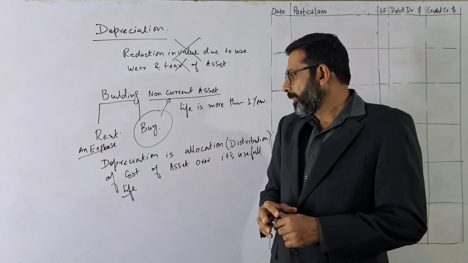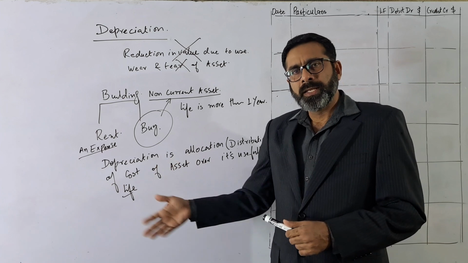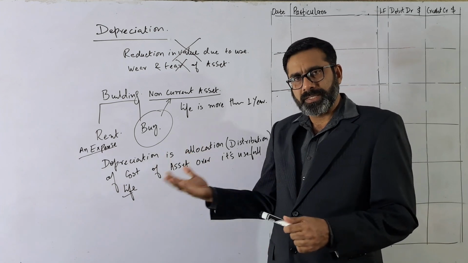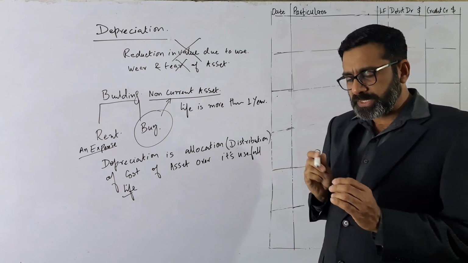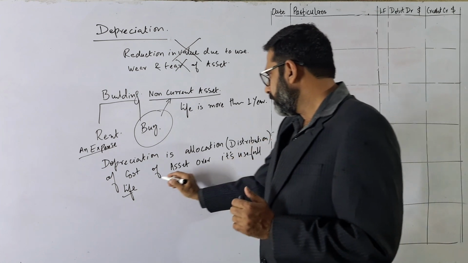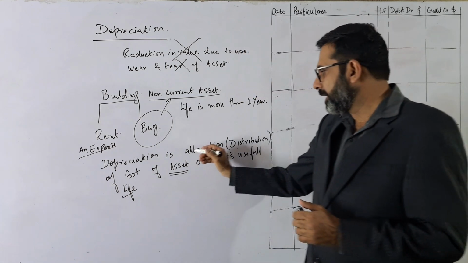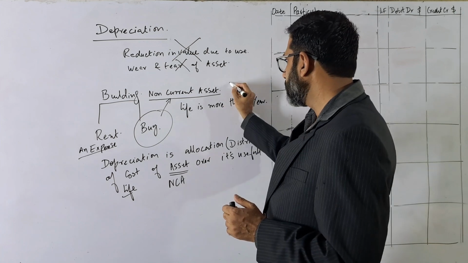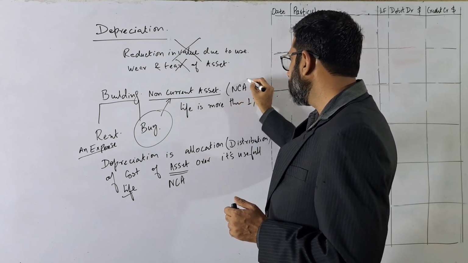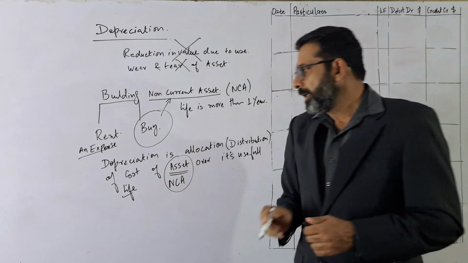A little bit looking like a technical thing, but it's a very basic, very simple thing, and if we go through this video or lecture, we will understand the very basic concept of depreciation. First of all, it is related to the asset, and if we're talking about the asset, it means we are talking about the non-current asset, which we call an NCA.